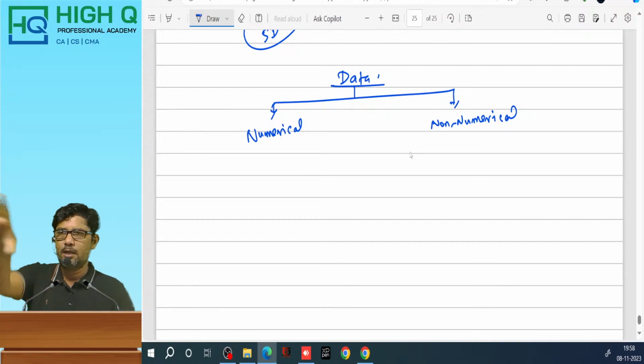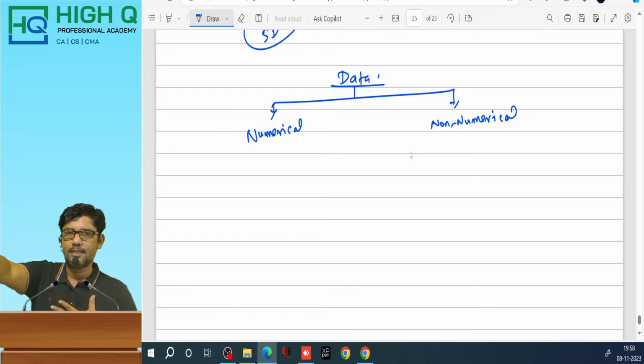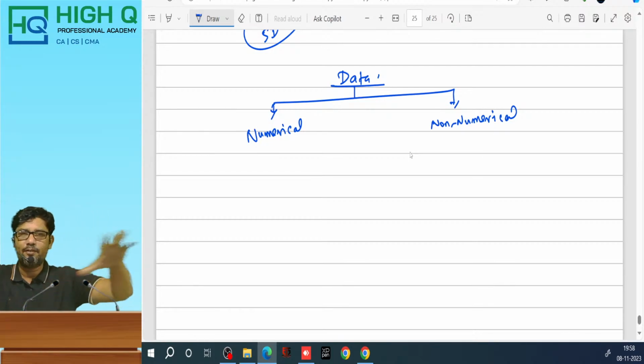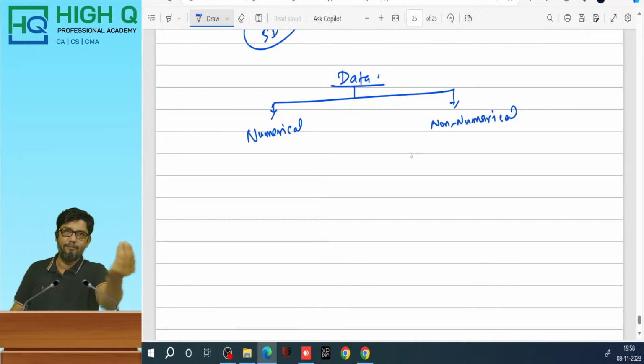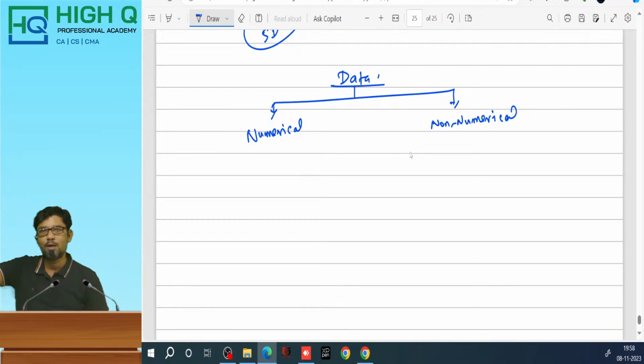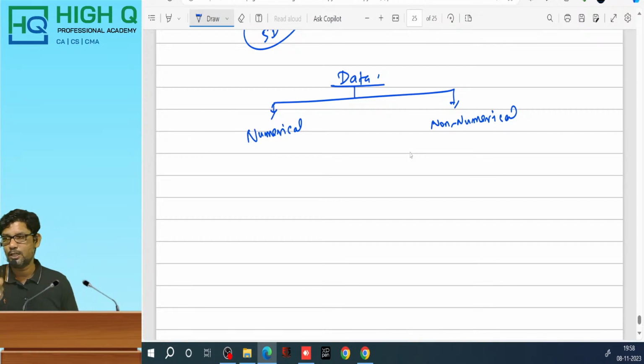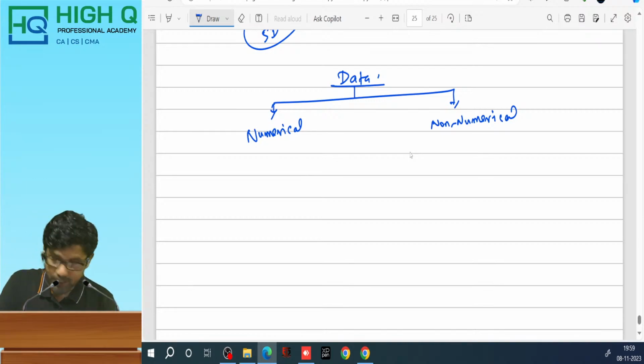For example, in our class there are 100, 150 students sitting, right? And I collect everybody's marks. Marks are numbers, so it's numerical data. Now, if I collect your blood group, it's non-numerical data. If I collect your language spoken, your mother tongue, that is non-numerical data. Is that right, my dear? So we can collect numerical data or non-numerical data.